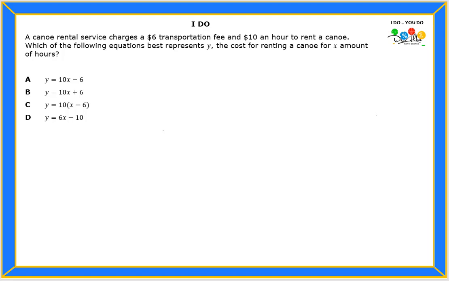Usually, students have a little bit of a hard time when it comes to word problems, but I'm gonna show you something that maybe can help you understand word problems a little bit easier. Okay, so let's start with the numbers that are given to you. Well, first of all, it says that the canoe charges a $6 transportation fee. Okay, so just for the transportation, they're gonna charge $6. What else do they charge for? Well, they charge $10 an hour just to rent the canoe. Okay, so there's two numbers here.